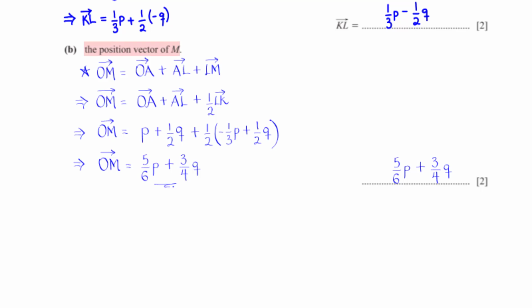Find the position vector of M. So OM equals OA plus AL plus LM. We can rewrite LM as half LK. OA equals P, AL equals half Q. So LK will be -1/3 P plus half Q. When we simplify this, we get OM as 5/6 P plus 3/4 Q.